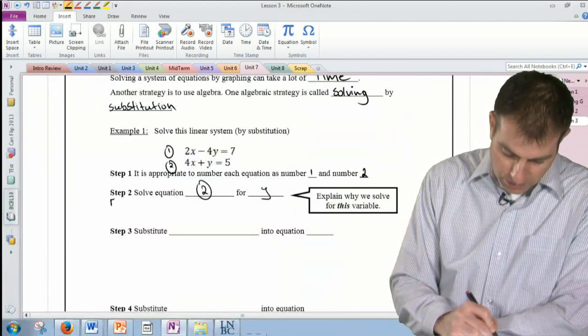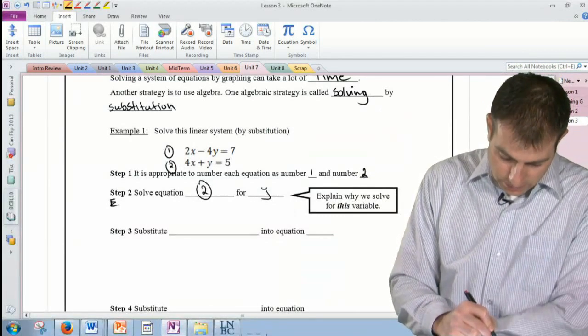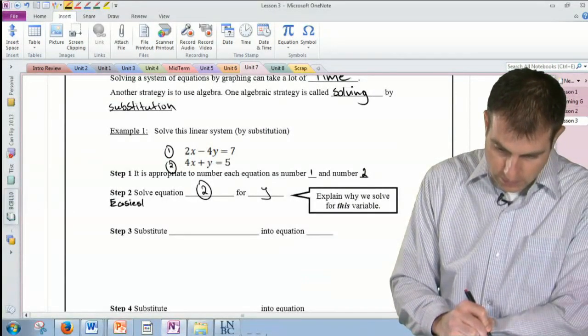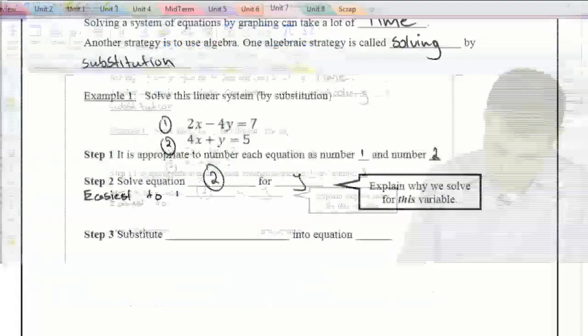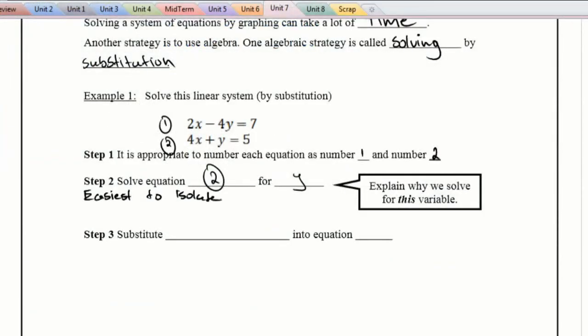So we could just write something like: easiest to isolate that variable. So there's nothing in front of it. That's why we picked it.